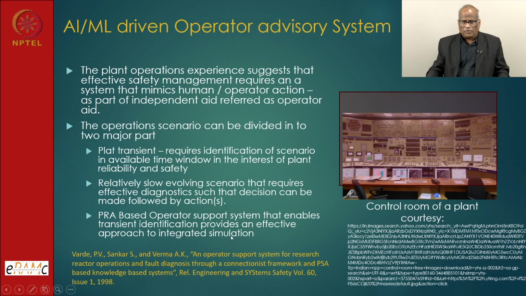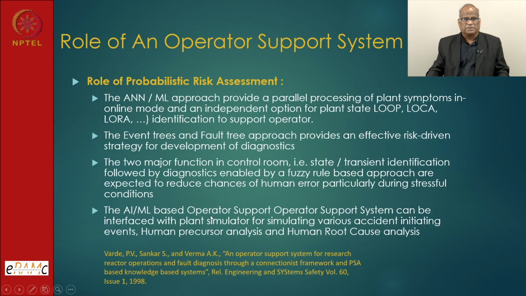Okay, and there is one paper which discusses this situation. The role of probabilistic risk assessment, we have discussed it. In ANN for machine learning, transient identification, event tree and fault tree for diagnostics and development. Two major functions of the control room are state and transient identification. This can be done very well with AI/ML, and given this scenario, now we have more advanced AI/ML algorithms, and we can do it.